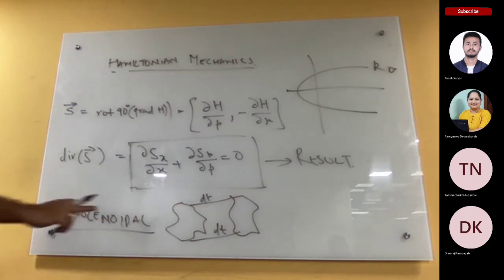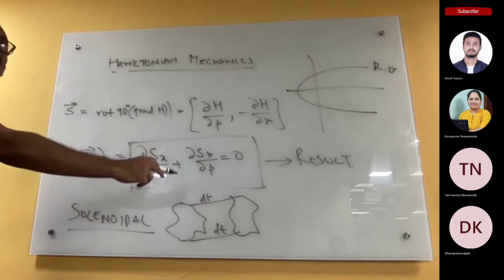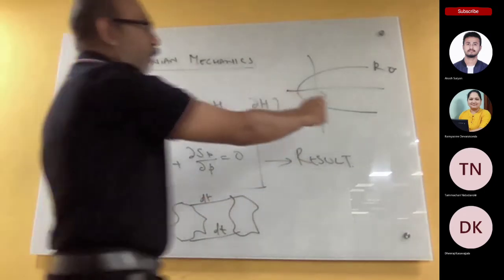The area of the curve will be preserved. That's an important result. Okay, it follows from divergence equals zero. It follows from the same thing. Okay, but the area of this curve will be zero.